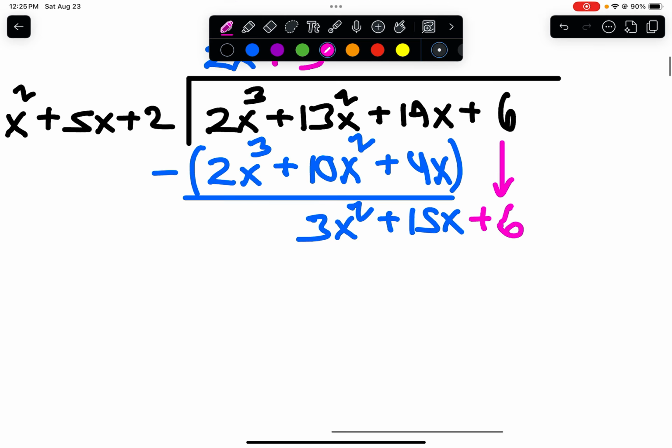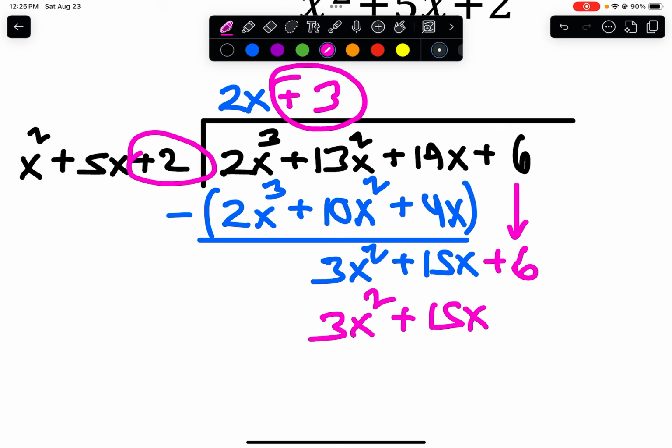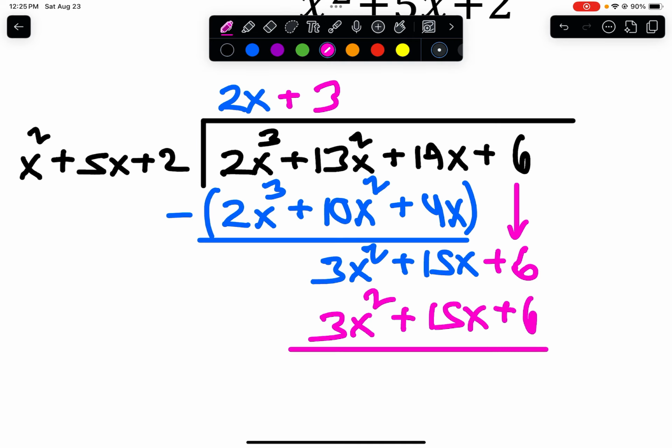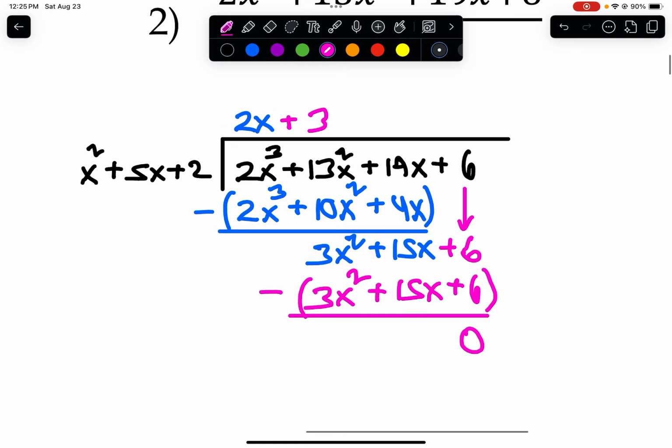So 3 times the divisor is going to give me 3x squared. And then 3 times 5x, which is going to give me 15x. And then 3 times 2, which is going to give me 6. So luckily enough, what I notice here is everything's going to cross out, so we have nothing left, which means we have no remainder.